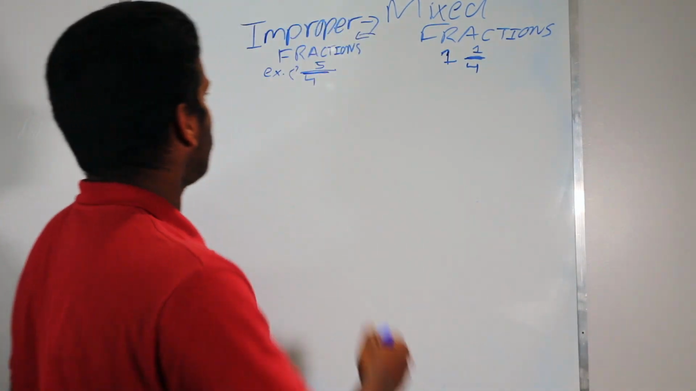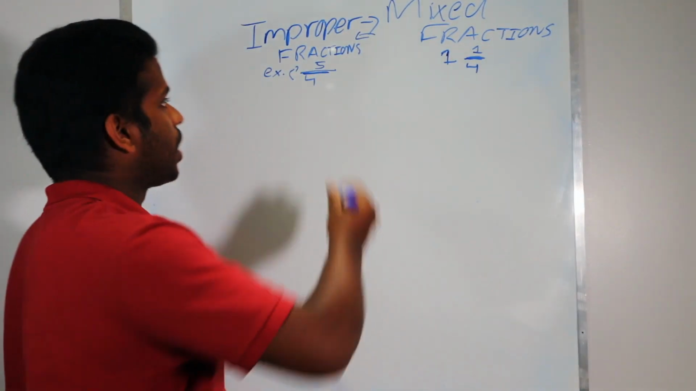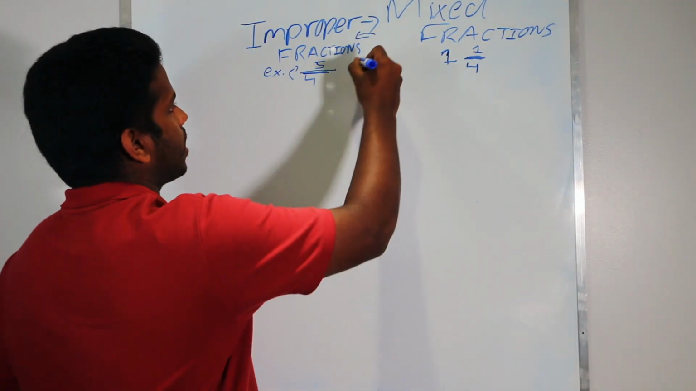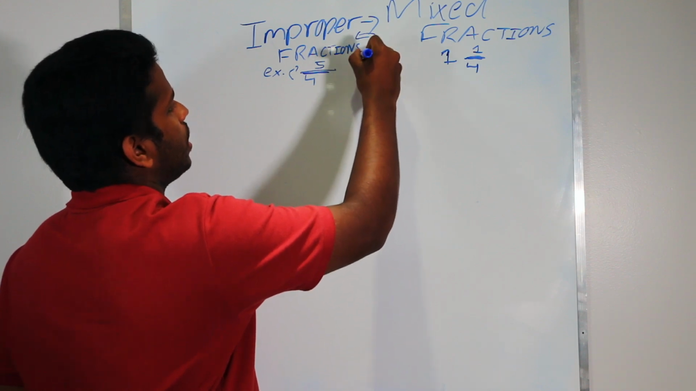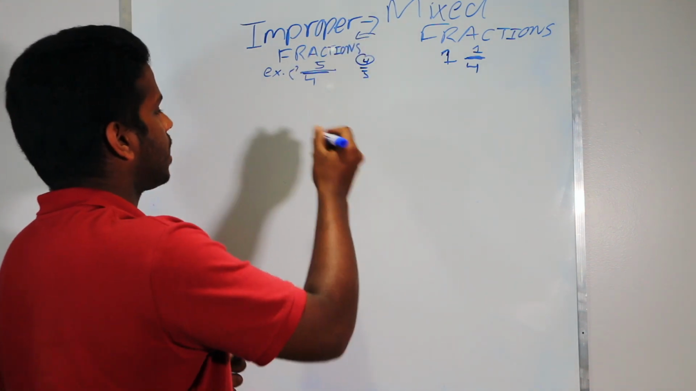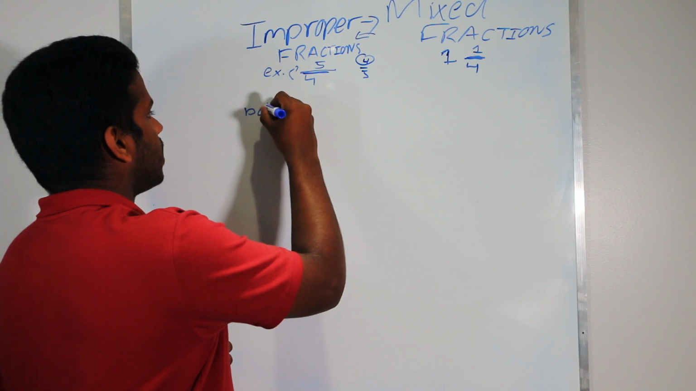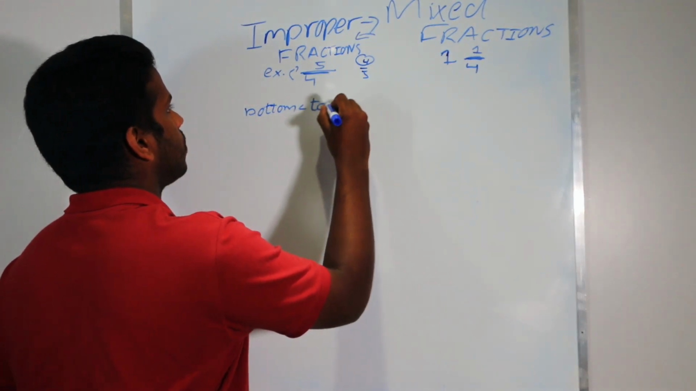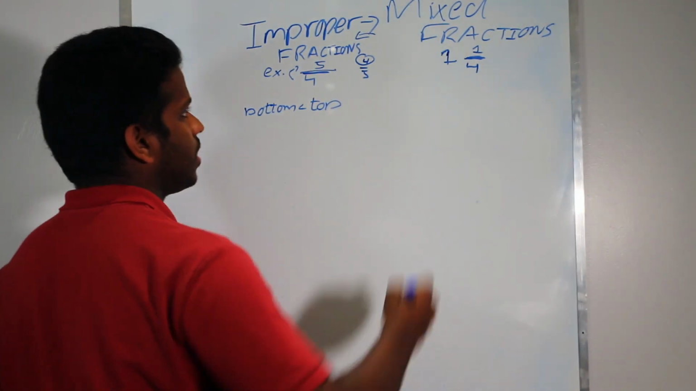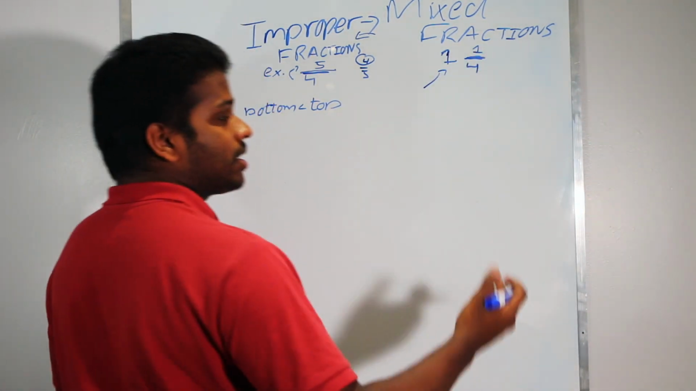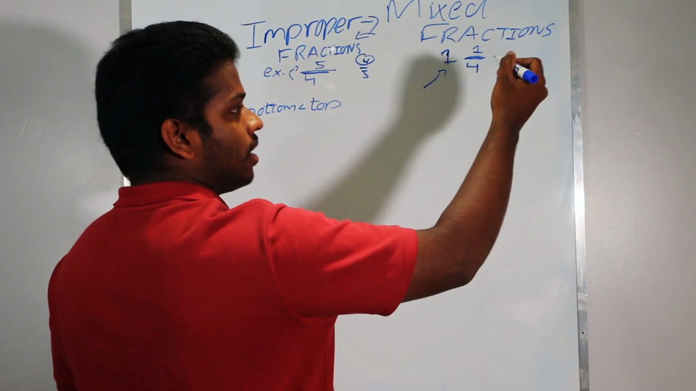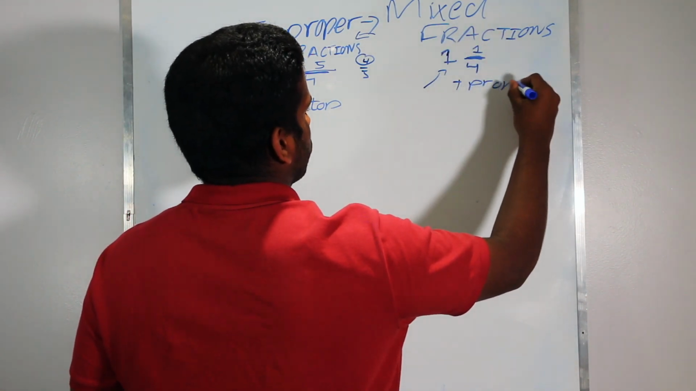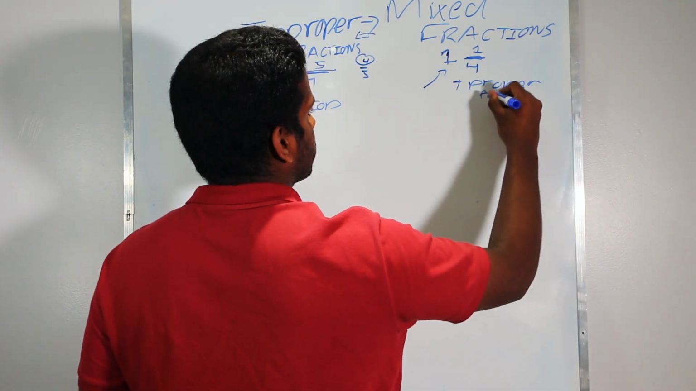If you don't already know, an improper fraction is where the numerator is greater than the denominator, unlike a proper fraction where the numerator is less than the denominator. Think of it as the bottom being less than the top. That's what an improper fraction is. And for mixed number fractions, you will have a whole number plus a proper fraction.